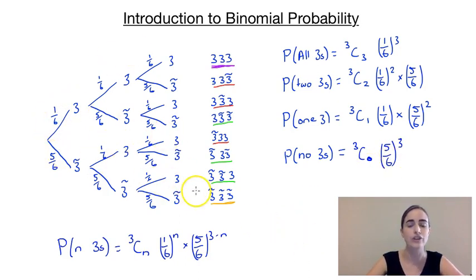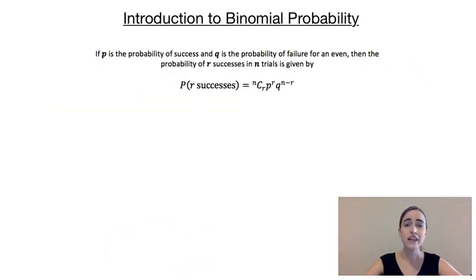Rather than having to draw out our tree diagrams and figure out our probabilities, we can use this sort of notation instead. Our generalization looks like this. If P is the probability of success and Q is the probability of failure for an event, so that was the probability of getting a 3 and the probability of not getting a 3, and we're looking at the probability of getting R successes in N trials, then we can use the formula NCR, so that's the number of trials and the number of successes, times P to the power of R, times Q to the power of N minus R. In our next video, we'll have a look at applying that to some examples, but that's an introduction to binomials and probability.